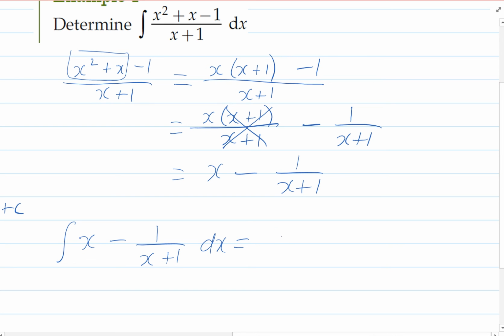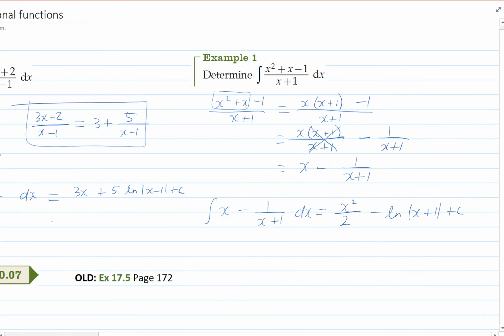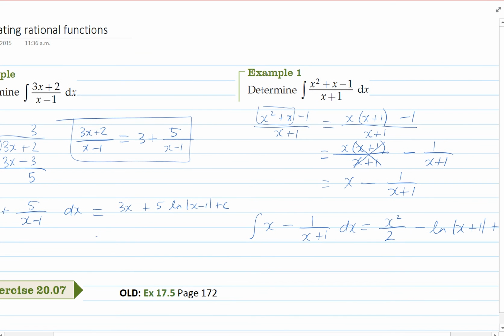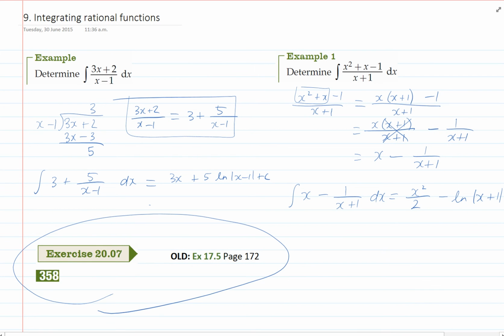And x will integrate into x squared over 2. And the other one will integrate into natural log of x plus 1. And then we'll have plus c there as well. Okay, so it's all about getting it into a form that you can integrate it if you're not able to integrate it directly, and that's what you're aiming to do, and there is the work for you to practice.